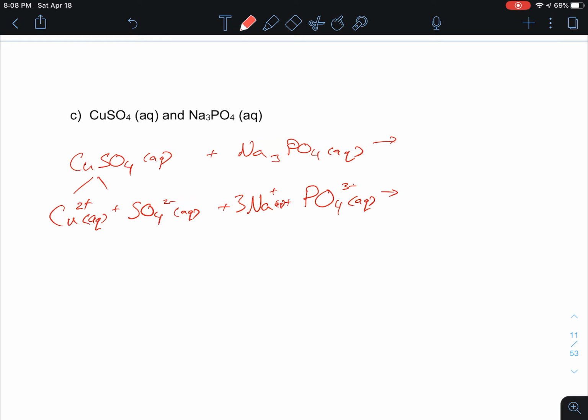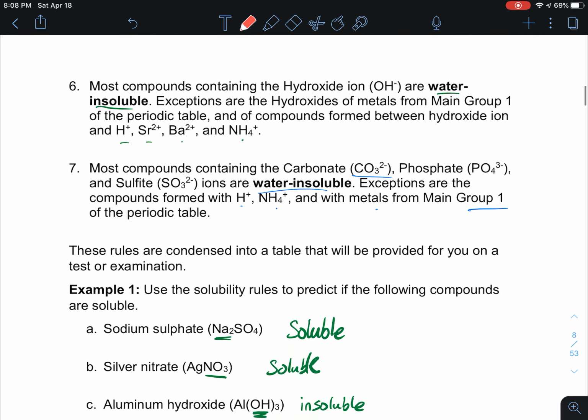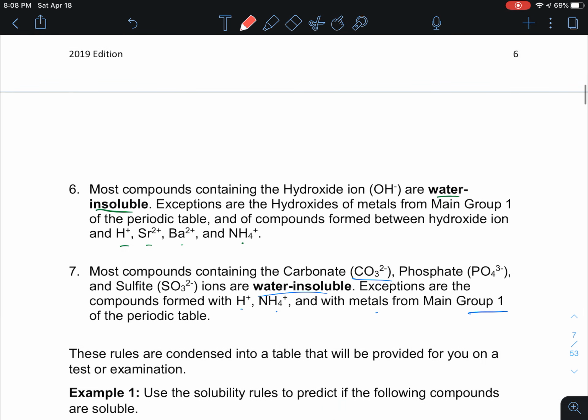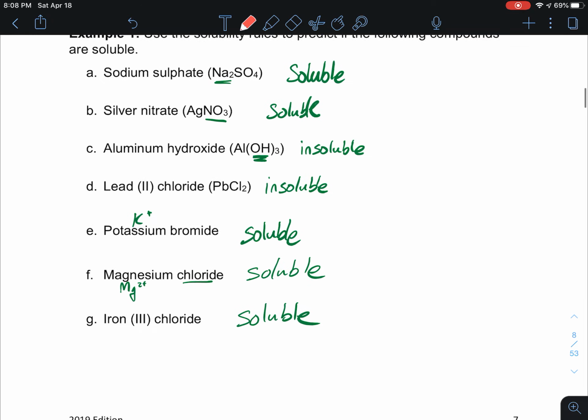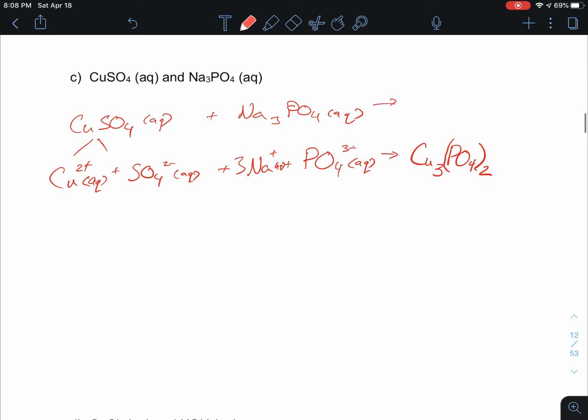All right, so let's see what we get here. We get a copper 2+ with a phosphate 3-. So that means I'm going to bring the 3 down here. I'm going to do a bracket and put a 2, and then I have to go check my phosphate rules. I guess I could have made the other compound first and checked. And phosphate's in that same rule number 7. So I know that it's going to be solid. It's going to precipitate out.